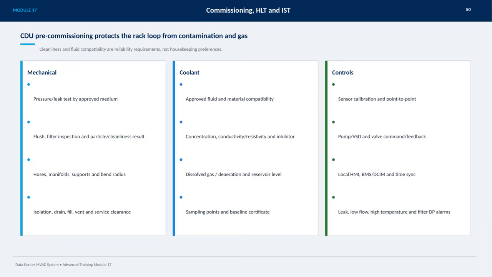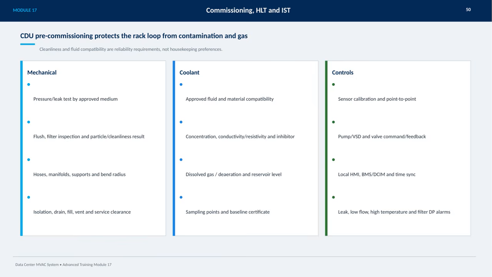On this slide, we focus on the critical role of CDU pre-commissioning in protecting the rack loop from contamination and gas. Cleanliness and fluid compatibility aren't just housekeeping preferences. They are essential reliability requirements. On the mechanical side, we conduct pressure and leak tests using approved media to ensure system integrity. We also thoroughly flush the system, inspect filters, and review particle and cleanliness results. Attention to detail with hoses, manifolds, supports, and maintaining proper bend radius is key to avoiding damage. Isolation, drain, fill, vent, and service clearances must be carefully managed.